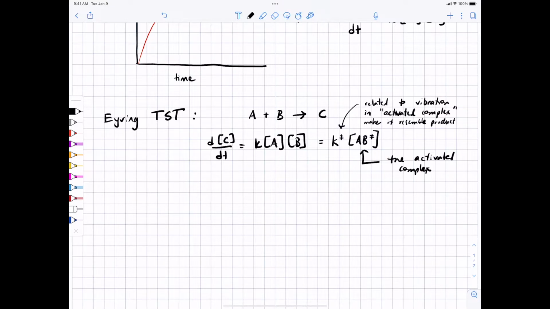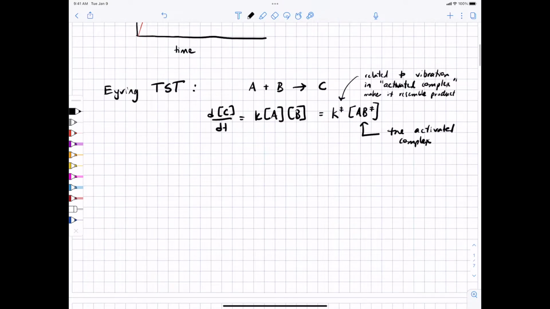In other words, he said, well, if this is a reaction A to B going to C, you can represent the rate as being rate constant times concentration of A times concentration of B, or you can just say concentration of your activated complex of A and B times some rate constant that tells you what the vibration is that allows you to move toward products. Making sense, sort of, so far?